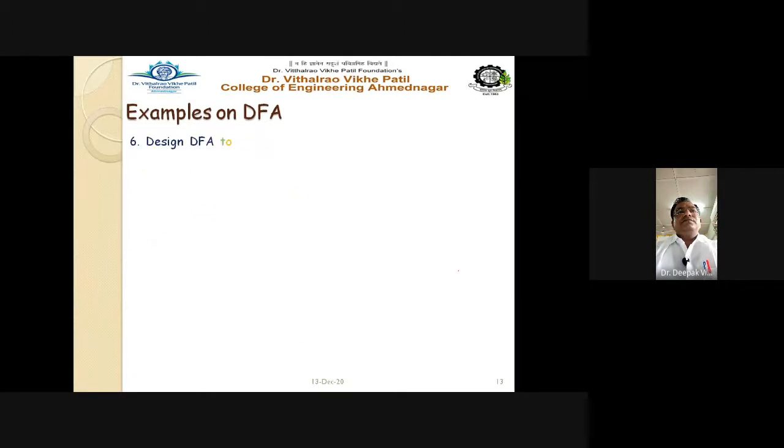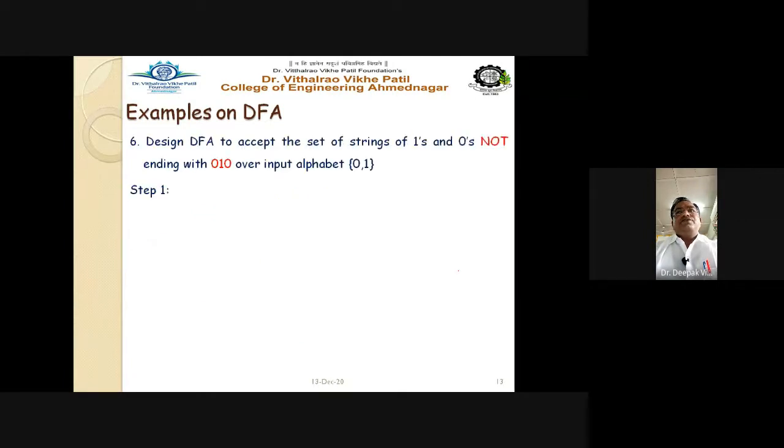Design a DFA to accept the set of strings of ones and zeros not ending with 1010 over input alphabet {0, 1}. The question asks us to draw a DFA to accept the set of strings of 1s and 0s that do not end with 010. Remember this point: not end with.